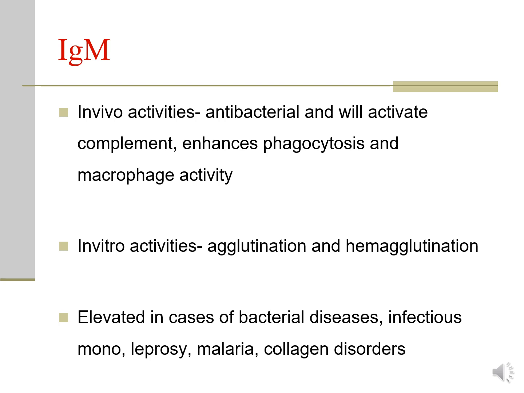The in vivo activities of IgM, they're antibacterial and will activate complement. It'll also enhance phagocytosis and macrophage activity. Some in vitro activities of IgM are agglutination and hemagglutination. What's really nice about IgM is that it's easily observed in these 2 types of serological procedures because the molecule is of such large size and has so many combining sites. Okay? It's elevated in cases of bacterial diseases, infectious mononucleosis, leprosy, malaria, and collagen disorders like scleroderma.